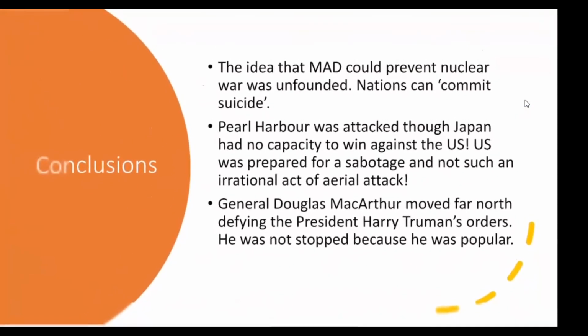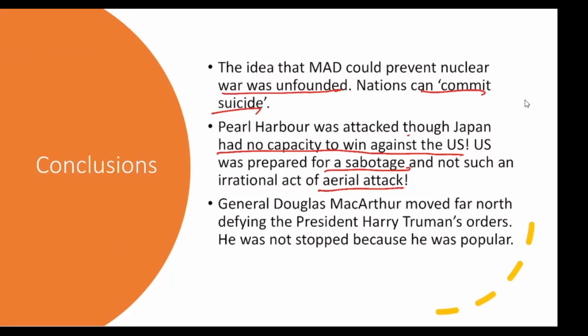And then he finally concludes that the idea that MAD could prevent nuclear war was unfounded. Nations can commit suicide. And he gives a different example. Pearl Harbor was attacked, though Japan had no capacity to win against the US. In fact, the US was prepared for a sabotage at Pearl Harbor and not an aerial attack, because the US thought, why would Japan attack when it knew that the US was far more powerful? It means the US thought that Japan would take a rational decision, and Japan did not.